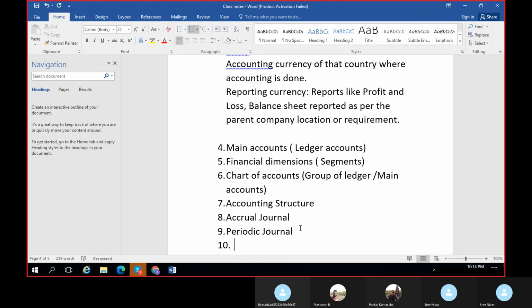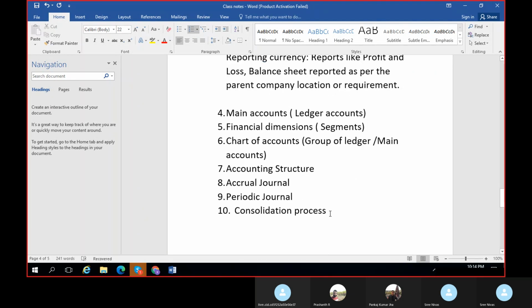And the next will be the consolidation process. In the meanwhile, after this accounting structure and financial dimensions, a few other topics will come, like journal names we'll have to create, and general journals we have to create. All those subtopics, we will discuss one by one slowly. And the consolidation process, once you set up all these things.